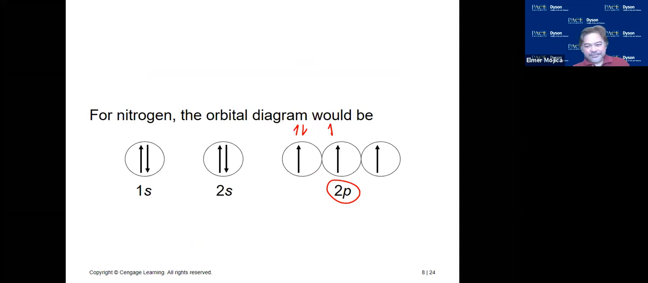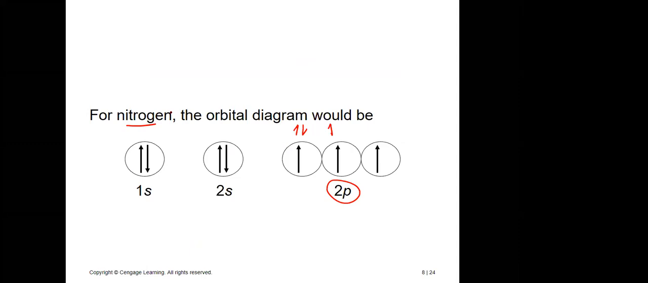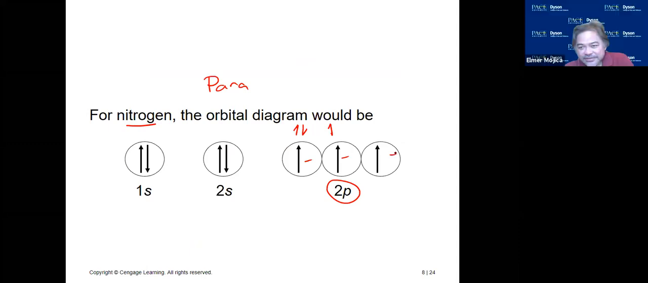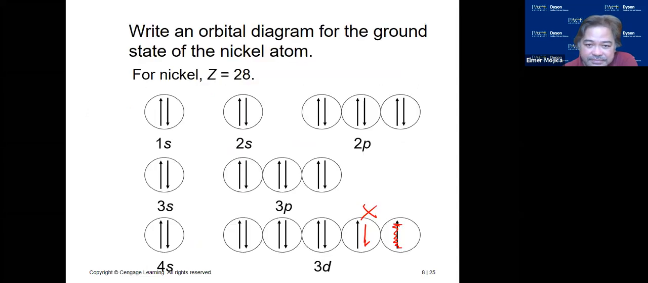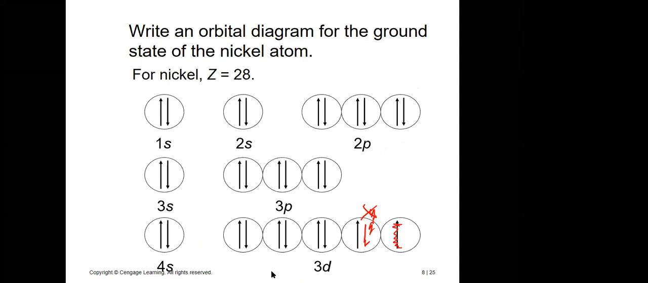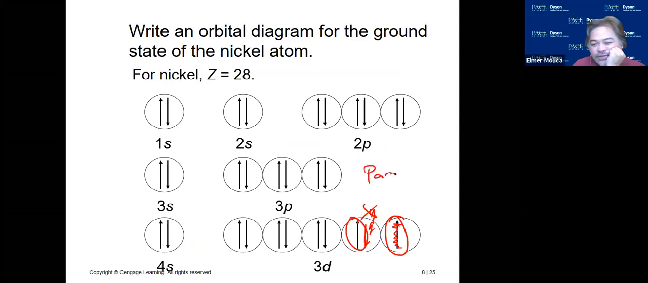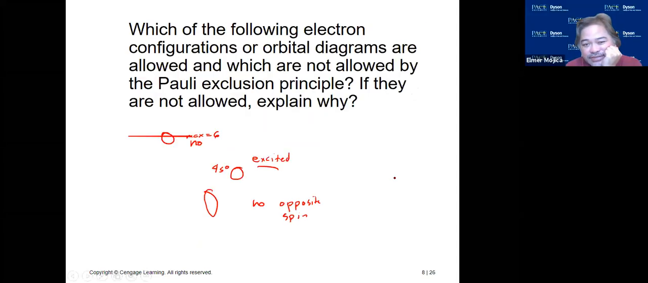Okay, question. Before we go to the next topic in this chapter, nitrogen: is it para or dia? Para. It's para because as you could see here, it has 3 unpaired electrons. How about nickel? Is this para or dia? Para. You have the 2 unpaired, 1, 2. So this is also paramagnetic.